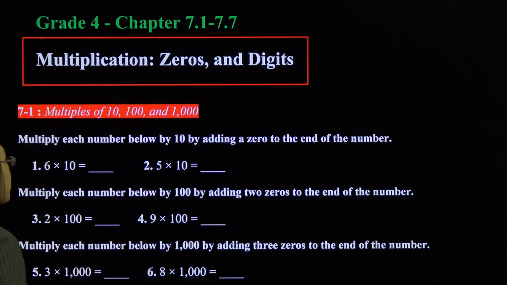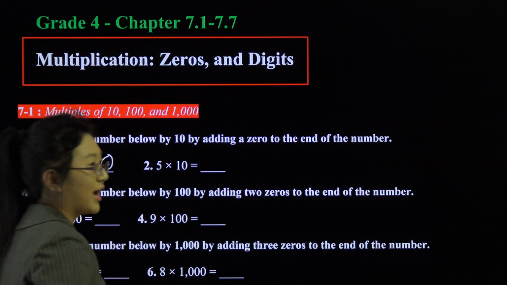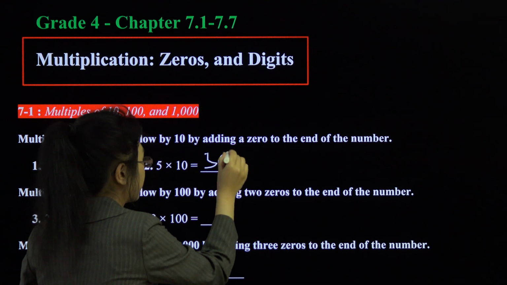For example, 6 times 10 is just 6, 0. 5 times 10 is 5, 0.